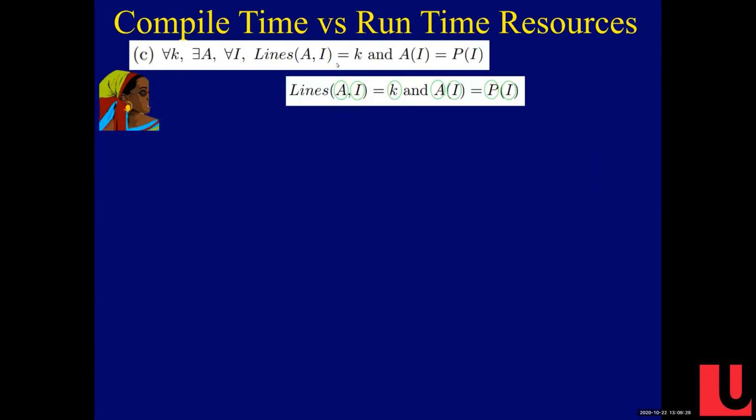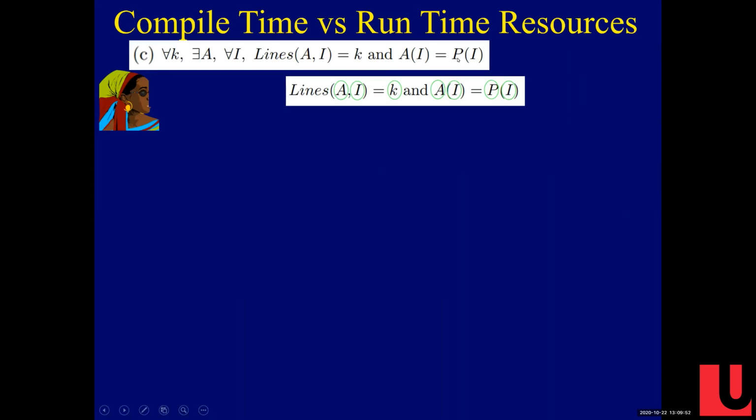Right, but does K now affect compile time? Now we bring in the problem being solved. Here, we had this sentence before in B. But now I added that for every K, I have to come up with an algorithm, and it has to have K lines of code, and it has to solve my computational problem, right? So this is a harder statement.